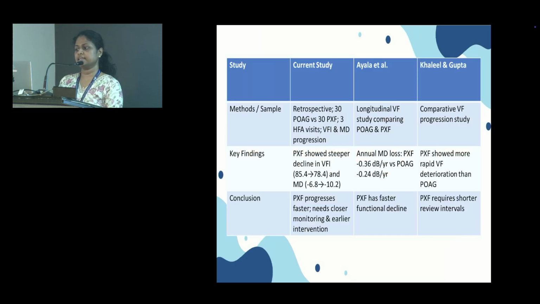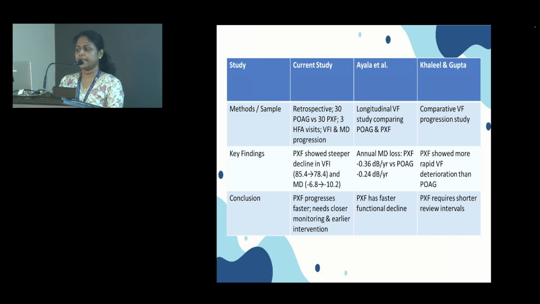Comparing our study with other studies, ours was a retrospective study including 30 primary open angle versus 30 pseudoexfoliation patients, and 3 HFA visits were taken and visual field index and mean deviation progression was checked. The study by Ayala et al. was a longitudinal visual field study comparing primary open angle and pseudoexfoliation patients. The Khalil and Gupta study was a comparative visual field progression study. In our current study, pseudoexfoliation showed steeper decline in visual field index and mean deviation.